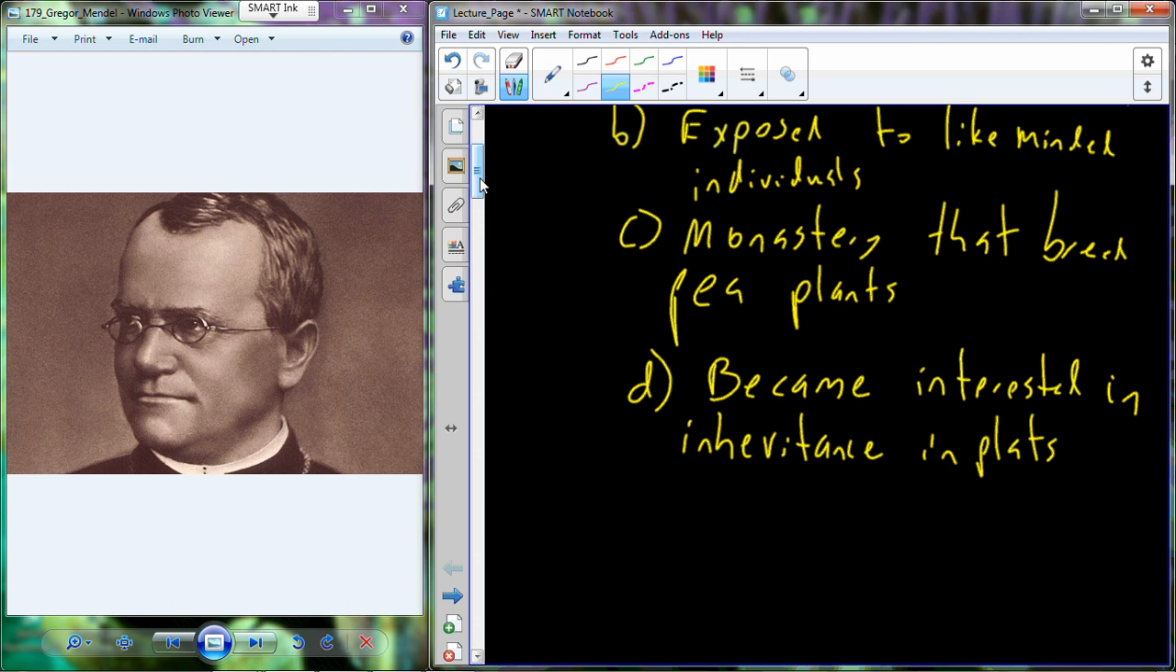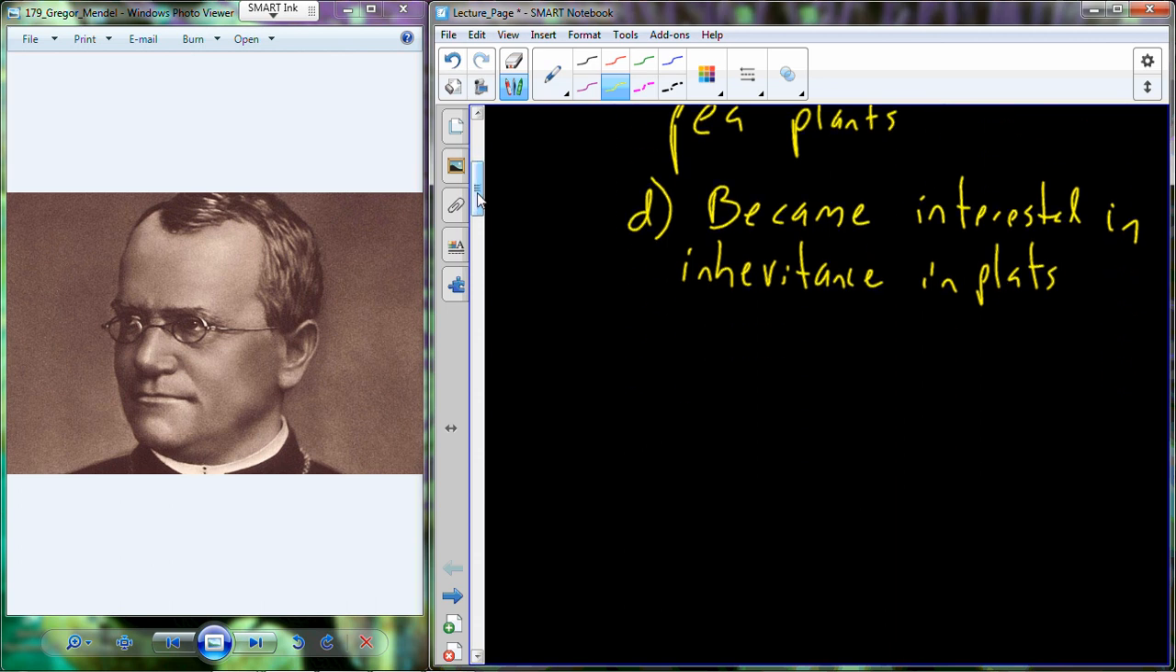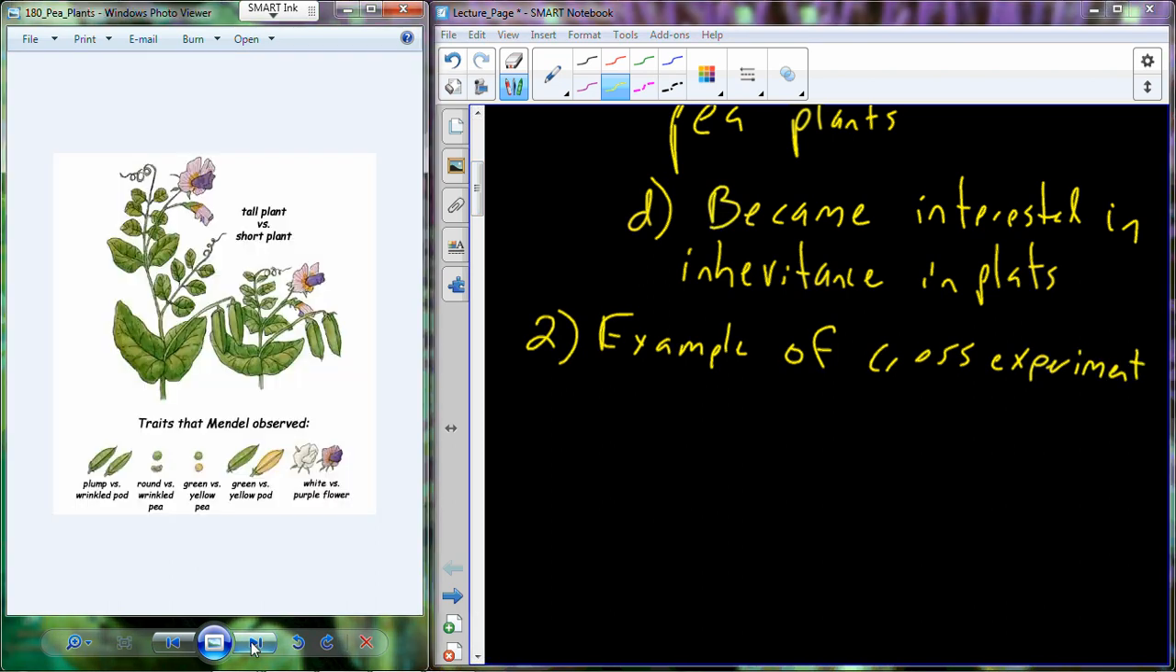And he began to pragmatically and systematically set up breeding schemes with these pea plants, where he knew many characteristics of the parents and was able to measure in detail the characteristics of the offspring and the offspring of the offspring. We call those cross experiments. So here would be an example of a type of breeding that he may do.